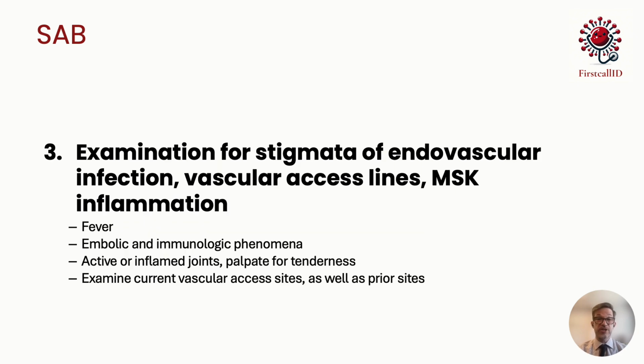Our examination, in addition to our general examination, always includes the evaluation for stigmata of endovascular infection, so looking at the hands and the feet for any evidence of embolic or immunologic phenomena. We want to characterize if there is fever and the pattern of fever over time. And we always want to categorize or catalog the presence of any endovascular lines or vascular devices, be it central lines, peripheral IV access, and any implantable devices as well. Also paying attention to prior lines and prior sites of IVs, because that also can be a potential source for the infection.